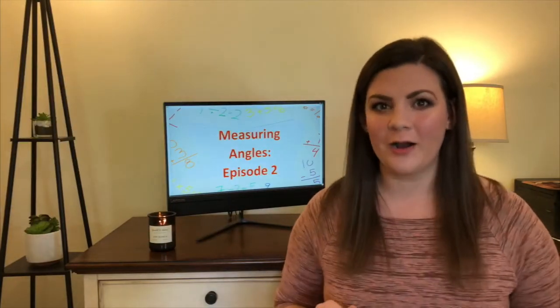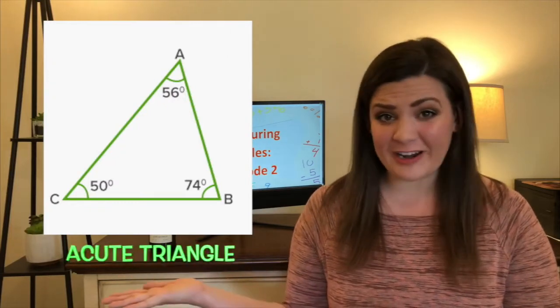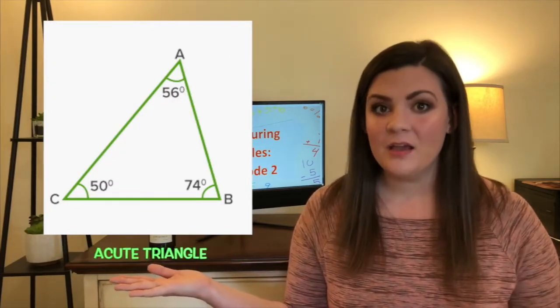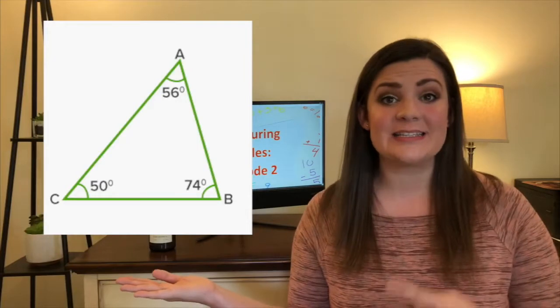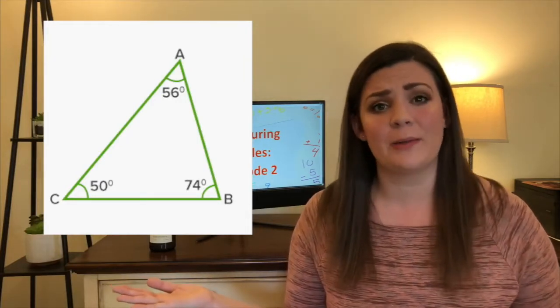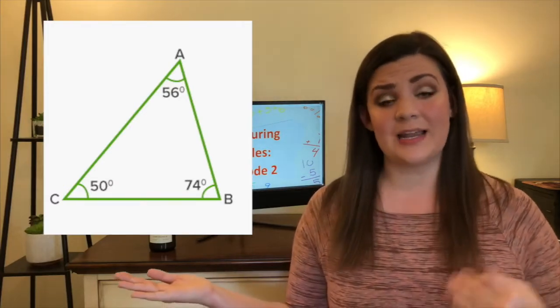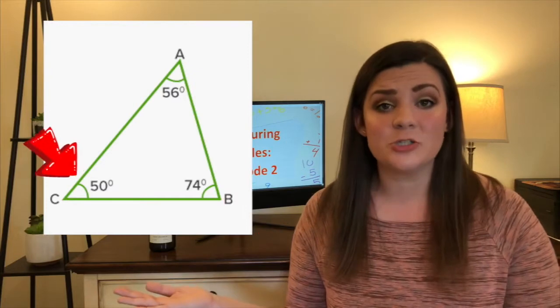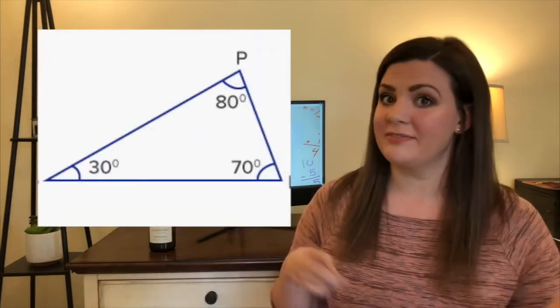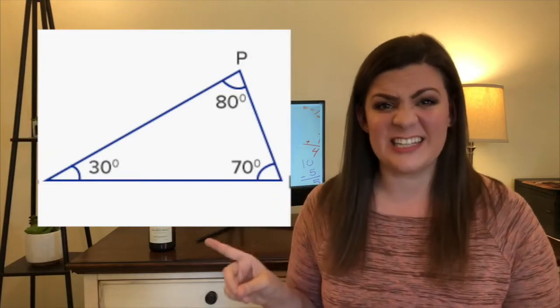Okay, one more. What kind of triangle is this? Did you say an acute triangle? Awesome. But what I want you to notice is the measurement of these three angles. We know that an acute triangle is made up of three acute angles, but you need to know what that means. That means that each one of its angles has a measurement of less than 90 degrees. Look at this triangle. Notice that it has three angle measurements that are less than 90.